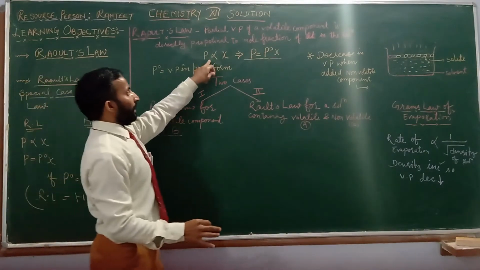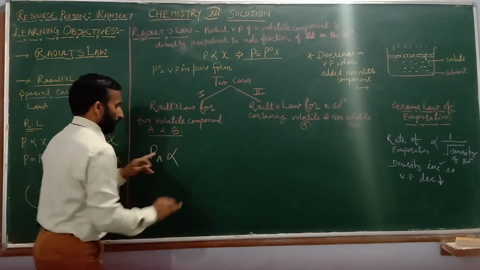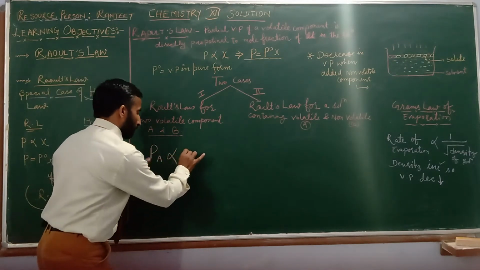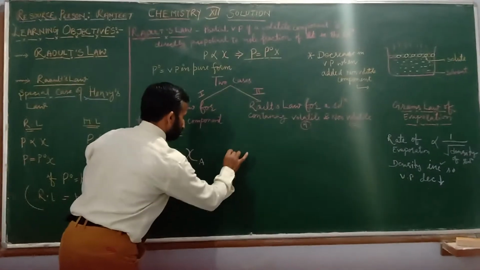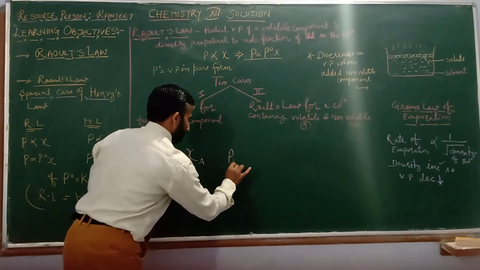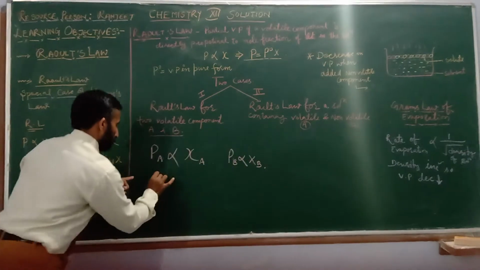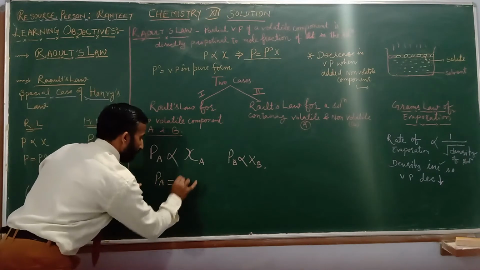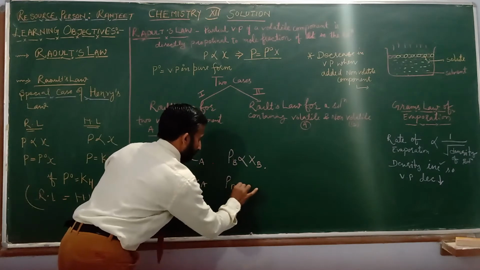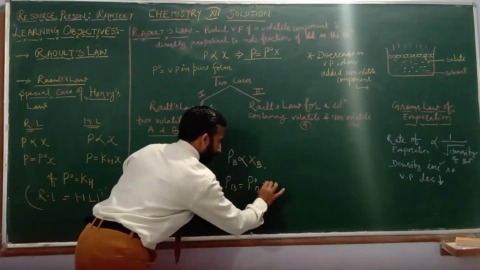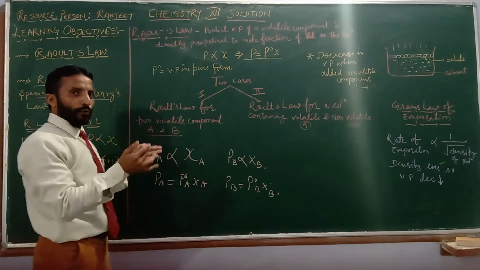According to Raoult's law, P is directly proportional to X. For component A, the partial vapor pressure is directly proportional to mole fraction XA, and for component B, directly proportional to XB. So PA is equal to P naught A XA and PB is equal to P naught B XB. These are their individual vapor pressures because both are volatile.